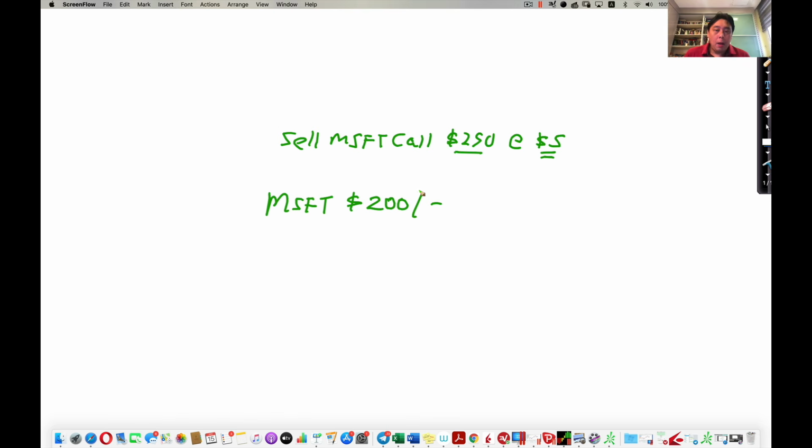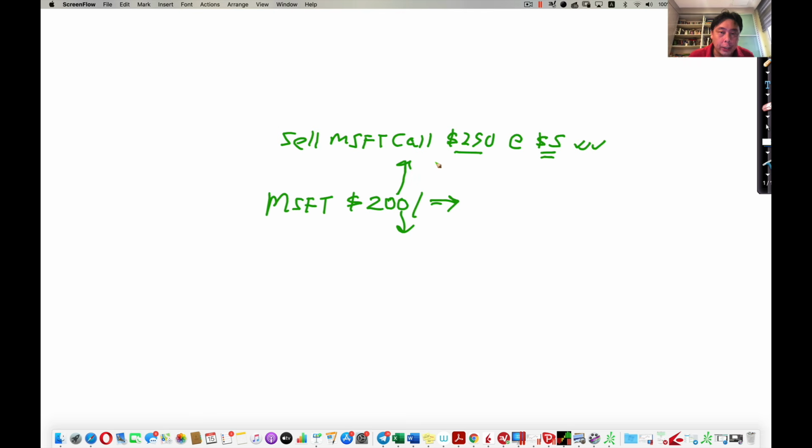So, what happens if Microsoft stays below $250? The share price could go up, it could go sideways, could go down, but if it stays at $250 or below by the expiration date, then the call seller would be safe. Because if Microsoft stays below $250 at the expiration date, this call option will expire worthless. And the call seller will no longer be obligated, and he will just keep his $5 premium.